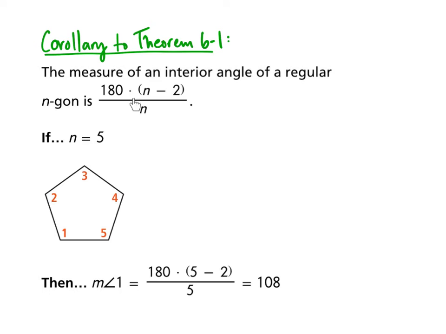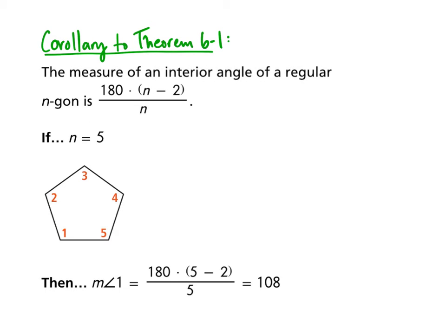Now the next thing we're going to look at is called a corollary. A corollary is kind of like an addendum, or an added part. It's like a part 2, if you will, a sequel. And so the corollary to theorem 6-1 is not its own theorem necessarily, it builds off of theorem 6-1. It says that the measure of an interior angle, so one interior angle, the difference here is we're talking about one interior angle, of a regular n-gon.